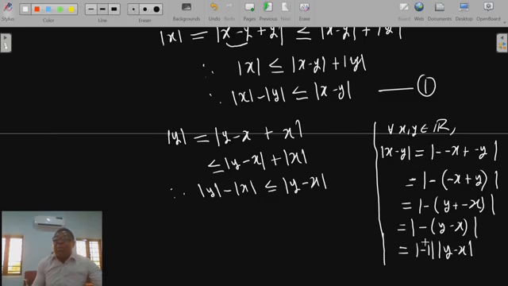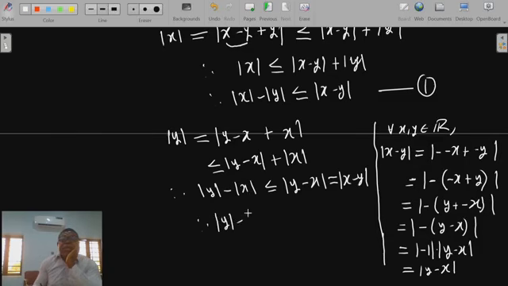And what does this mean? Absolute value of minus 1 is 1. So this will end up giving me absolute value of y minus x. So what this means is that absolute value of y minus x is the same thing as absolute value of x minus y. And that will allow me to put equal to here and write x minus y. So what I've gotten therefore is that absolute value of y minus absolute value of x is less than or equal to absolute value of x minus y.